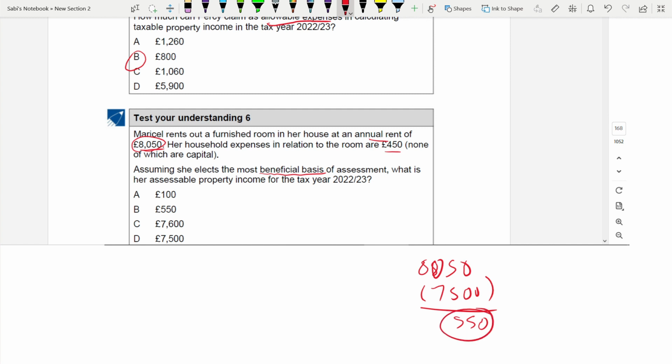Definitely this amount will be less. If you just take 8,050 and minus 450, the amount will be something in 7,000 something, right? So obviously this will be less. So the correct answer is B, 550. Okay, so that's it.